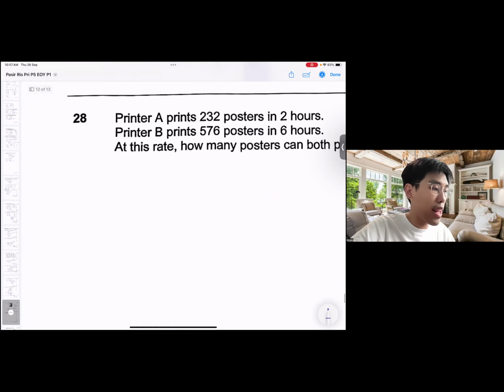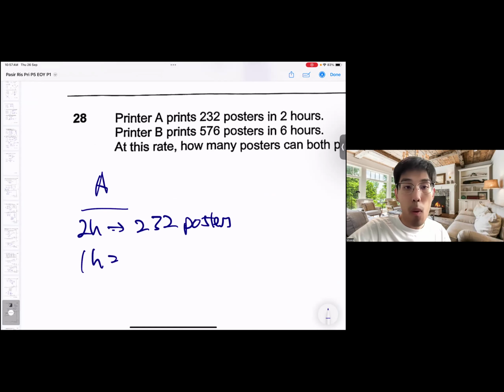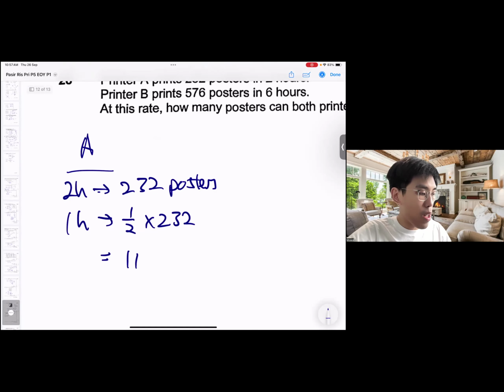So we look at it one by one. For A, 2 hours is 232 posters. Can we find 1 hour? Once again, if you realize, it is still the L method, but of course it's quite obvious that it's 232 divided by 2. I will still use the L method to make sure everything is standardized. So it's half of 232, so it'll be 116 posters. By now, you should be able to do this mentally because the numbers are pretty straightforward.